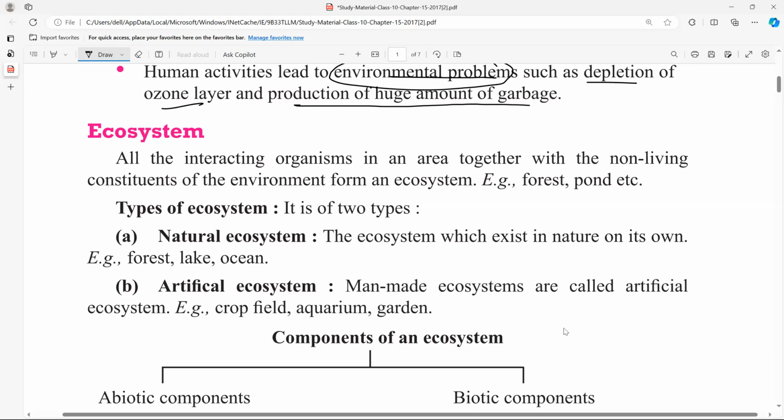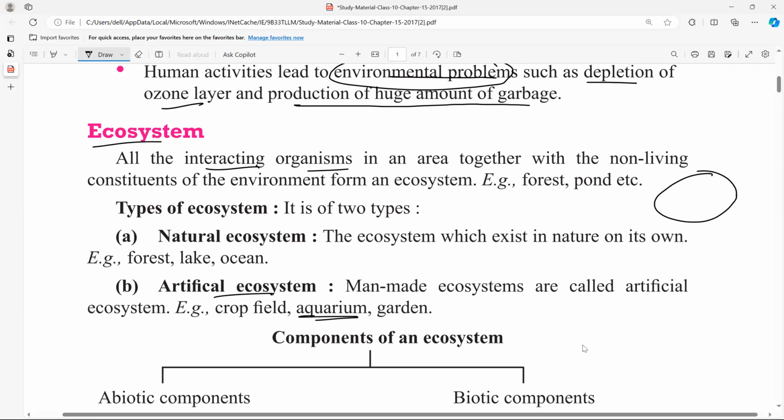Okay. Next is ecosystems. An ecosystem is all the interacting organisms in an area. A small ecosystem is an aquarium, where we keep fishes in water and provide some artificial plants and stones to them. So we create an artificial ecosystem for them. That aquarium is an artificial ecosystem.